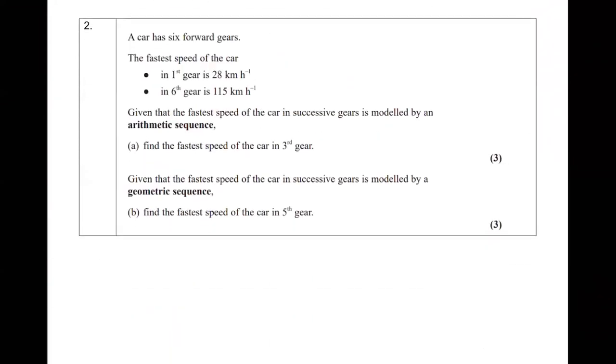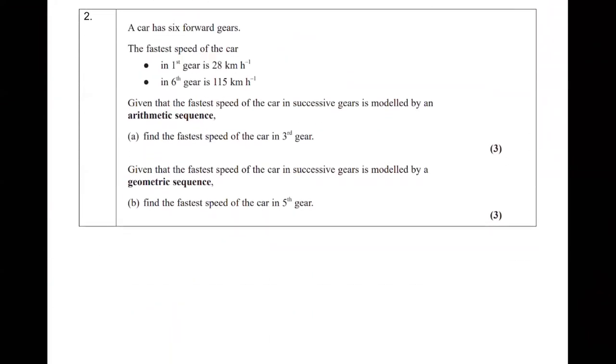Next, question 2. A car has 6 forward gears. The fastest speed of the car in first gear is 28 km per hour. In sixth gear, it's 115 km per hour. Given that the fastest speed of the car in successive gears is modeled by an arithmetic sequence, so that means the formula is Un equals a plus bracket n minus 1 times d. Find the fastest speed of the car in third gear.